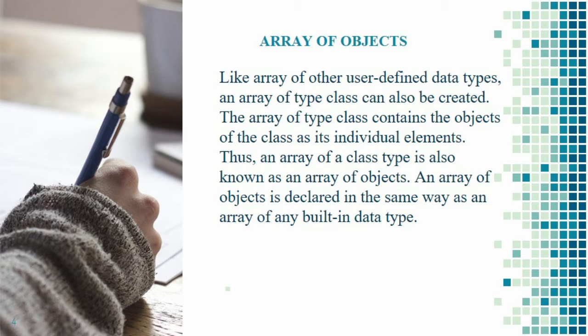Like an array of other user-defined data types, an array of type class can also be created. The array of type class contains the objects of the class as its individual elements. Thus, an array of class type is also known as an array of objects. An array of objects is declared in the same way as an array of any built-in data type.